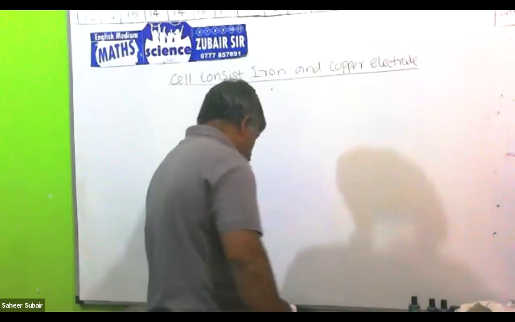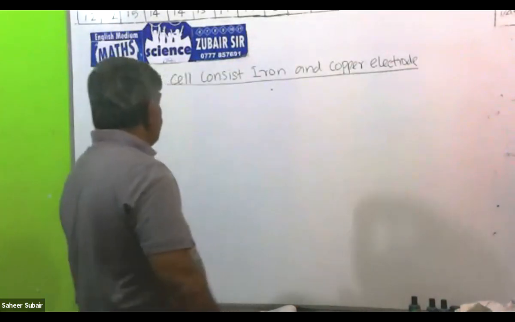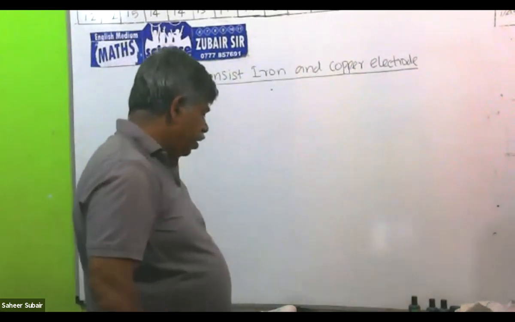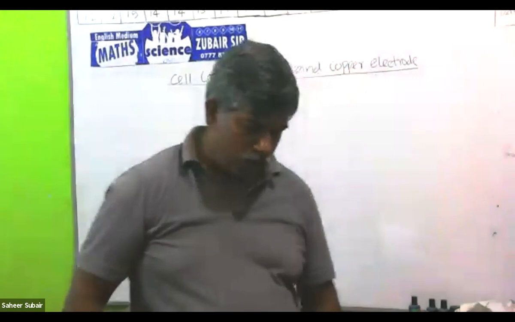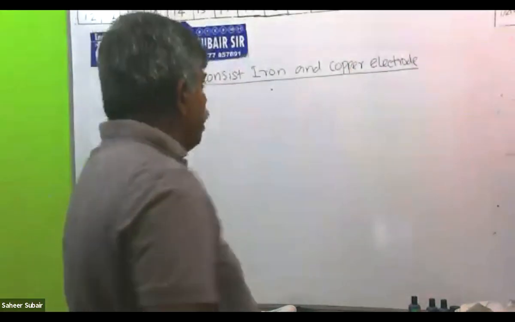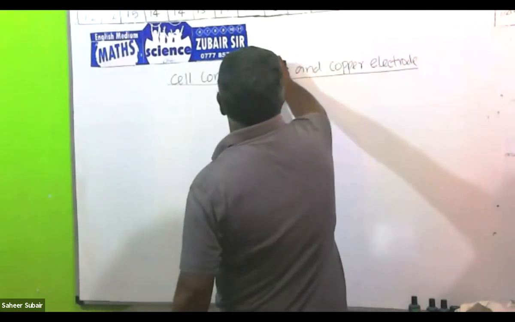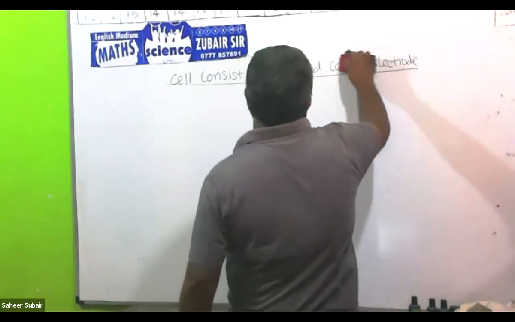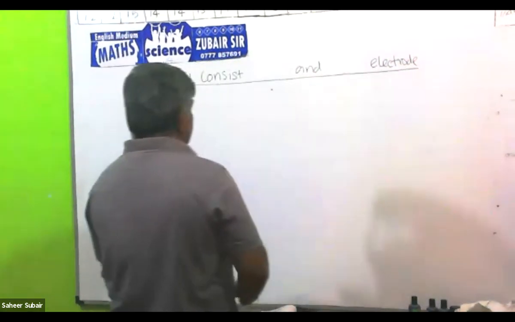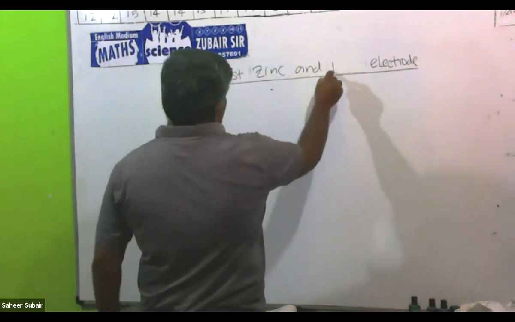What is the next one? Cell consists of zinc and iron electrodes. So here it was iron and copper. Now we are changing this into zinc and iron. Zinc and iron.